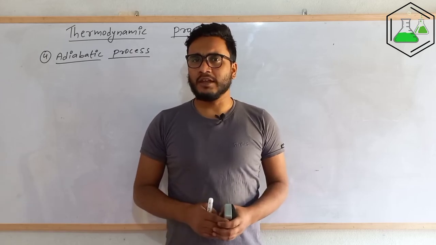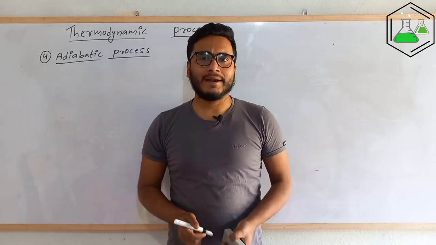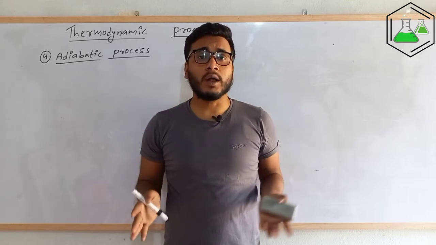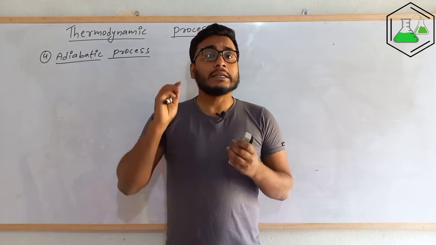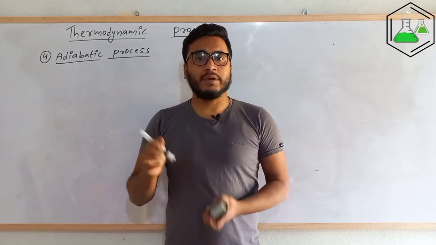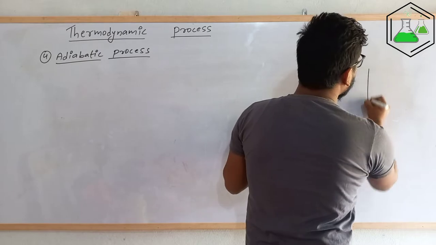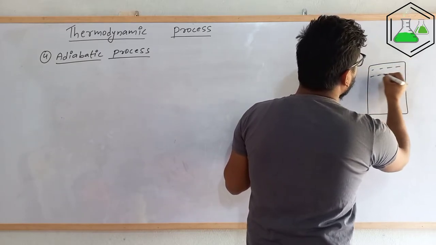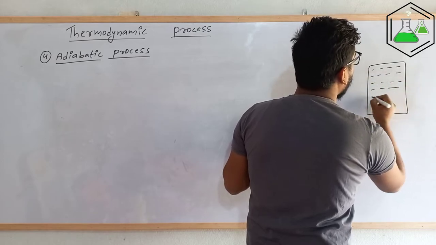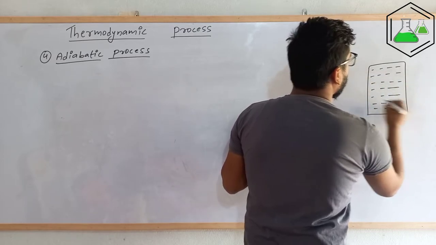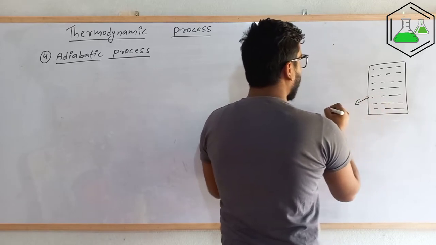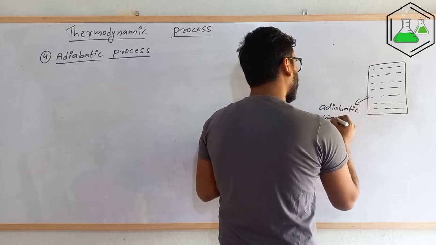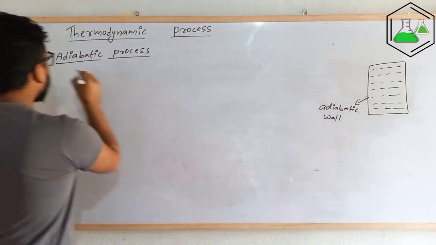In adiabatic process, the boundary is adiabatic. That means the system and the surrounding is separated by an adiabatic wall that does not allow the heat and matter to exchange between them. Let us consider a system which is separated from the surrounding by an adiabatic wall. This is an adiabatic wall. Okay, so in this, what happens?